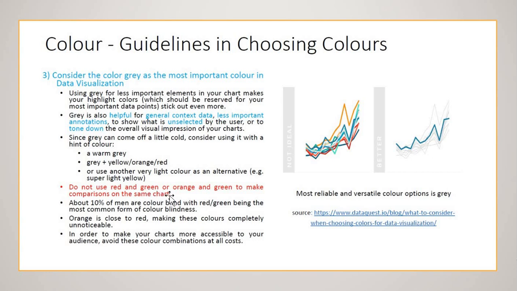Do not use red and green or orange and green to make comparison on the same chart. About 10% of men are color blind, with red or green being the most common form of color blindness. So orange is close to red, making this color completely unnoticeable. So in order to make your chart more accessible to your audience, avoid this color combination at all costs. Don't use orange with red. Okay, because the difference is not visible, especially if the person has color blindness. Okay.